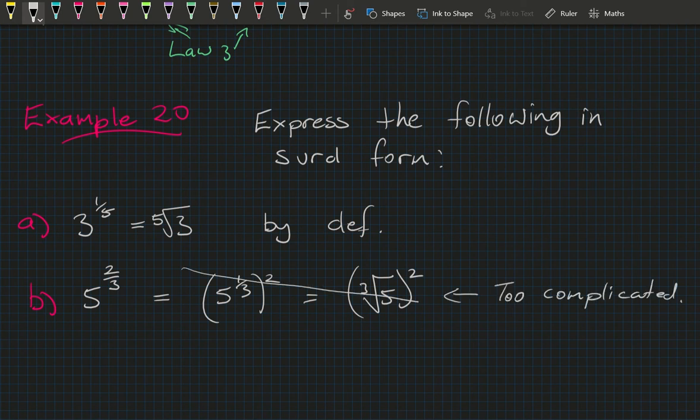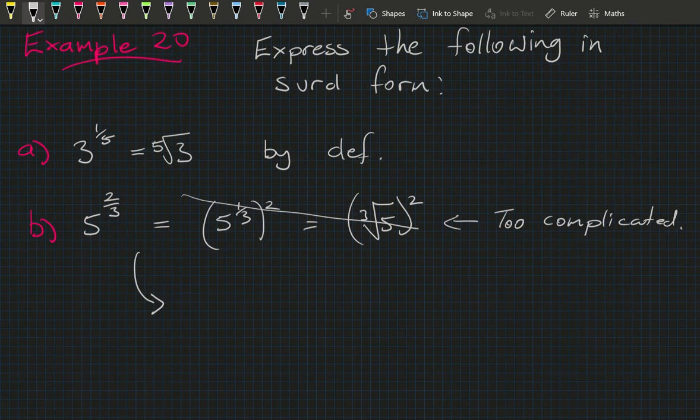It'll look much better that when it comes time to use the third law, we put the fraction on the outside, one third, and have 5 squared raised to the power of 1/3. Because now we've got the cube root of 25. Alright, so they're just the two parts we want you to try for this example.